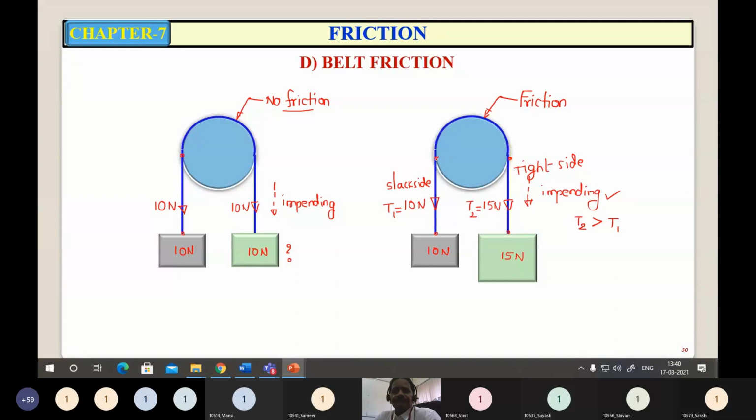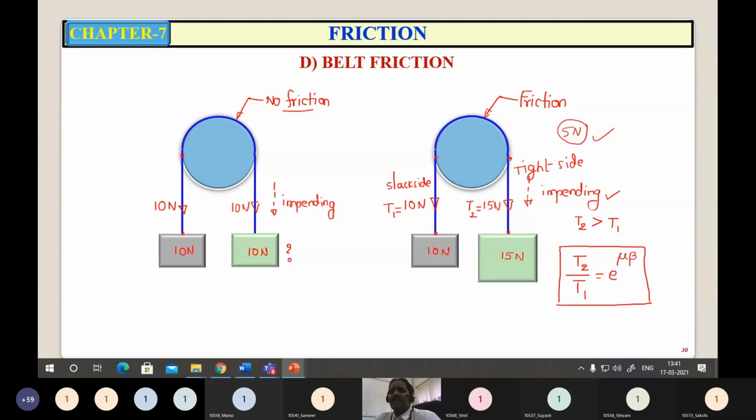Say, at this point, the tension is 10 Newton and it goes on increasing. When it reaches here, it becomes 15. That means that extra 5 Newton force is required to overcome the friction between the belt and the drum, right? In order to overcome that friction, we need this 5 Newton extra force to impend the motion. And these two tensions, tight side tension and slack side tension, are related by the expression, what is that? T2 upon T1 is equal to e raised to mu beta. So this formula is to be remembered.